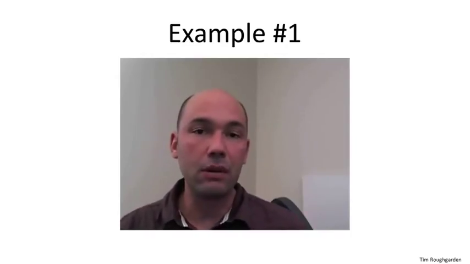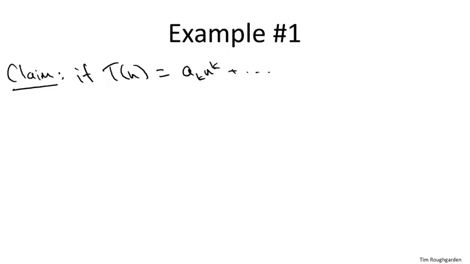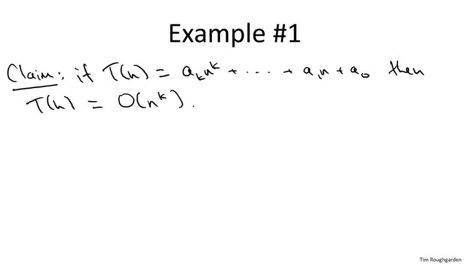So the first example is going to be to prove, formally, the following claim. The claim states that if T(n) is some polynomial of degree k, so namely a_k n^k plus all the way up to a_1 n plus a_0, for any positive integer k, and any coefficients a_i, positive or negative, then T(n) is big O of n^k. So this claim is a mathematical statement. It's something we'll be able to prove.